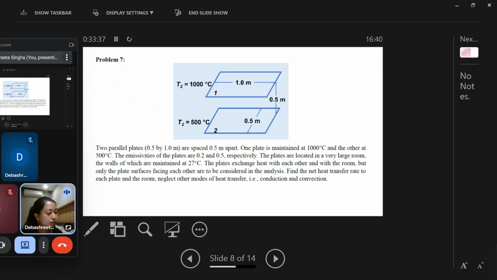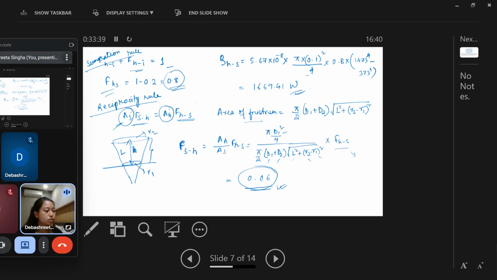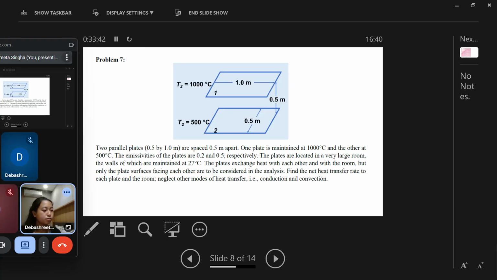Then next we have another one. This is also the same as the previous one, the first question. These are two rectangles: two parallel plates 0.5 by 1 meter are spaced 0.5 meter apart. One plate is maintained at 1000 degrees Celsius and the other at 500. The emissivities of the plates are also given. The plates are located in a very large room, the walls of which are maintained at 27 degrees Celsius.